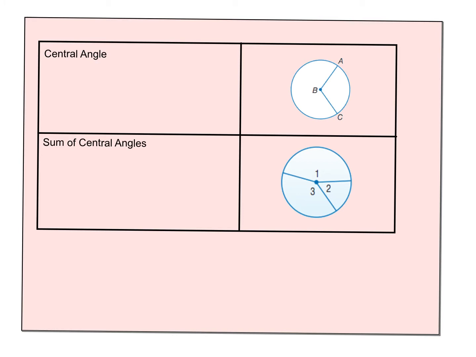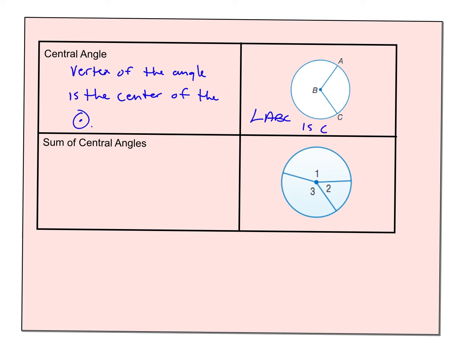So a central angle literally just means that the vertex of the angle is the center of the circle. That's literally all it means. So here, angle ABC is central.